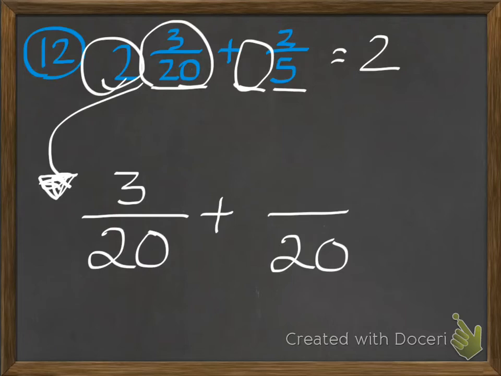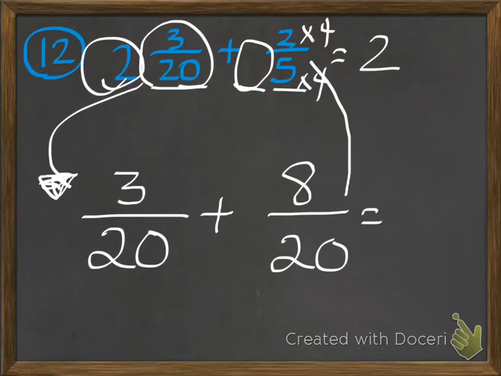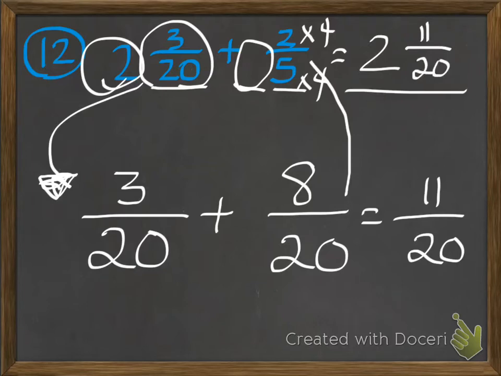And now I have to change 2/5 to 20ths. So to get from 5 to 20, I multiply times 4. 5 times 4 is 20. Whatever I do to the bottom, I have to do to the top. So 2 times 4 is 8. So now I have 3/20 plus 8/20 is 11/20. So my final answer is 2 and 11/20. Don't forget to put the whole number back and get your final answer.